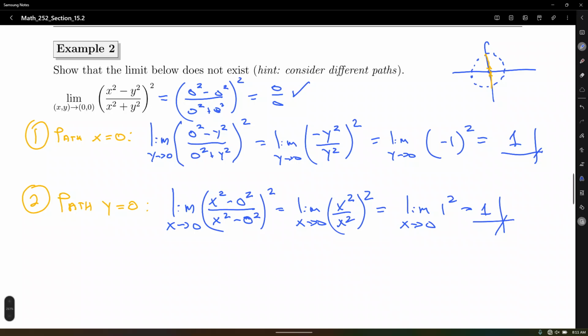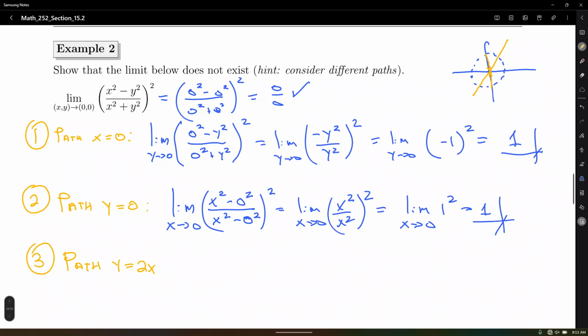Okay, so path number 3, y equals 2x. That means I'm going to go along the diagonal line y equals 2x, which contains the origin, by the way, right? So actually, you need to be careful about the path you choose. You cannot just put ln of x or e to the 5x, because those functions you choose as your path may not contain the center point we are approaching.